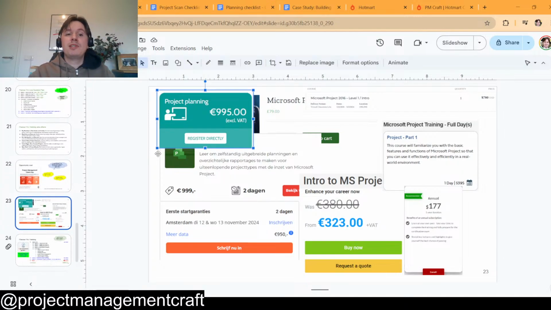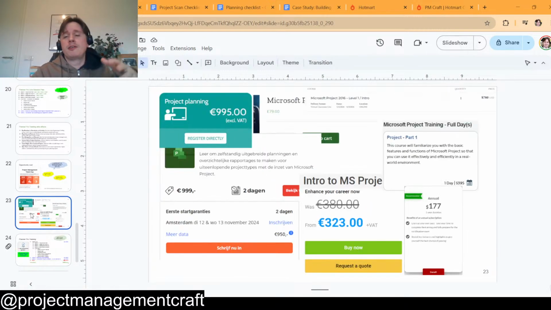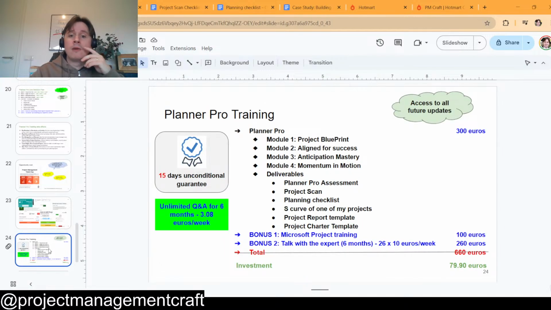So if I look at the pricing, my goal is really to add value for people, so I'm trying to make it as reasonable as possible. If I would say I'm going to charge the Planner Pro 300 euros, that would be reasonable. Well, if you doubt me, just put project management training into Google right now, and you're going to see those values around Europe, around the US. For just the planning, well, the other training was 1,000 euros, but okay, I'm going to say 300 euros.